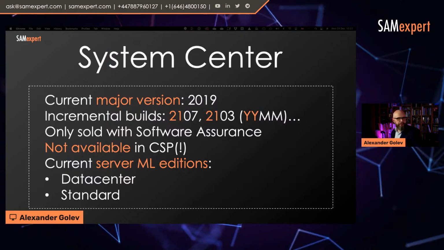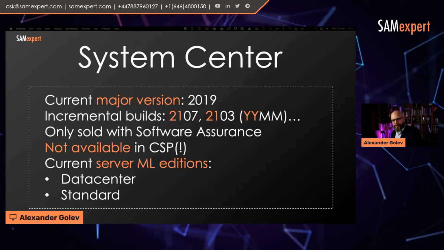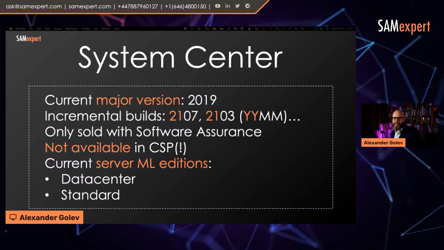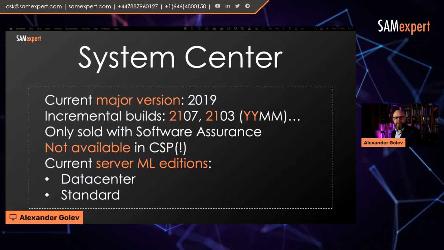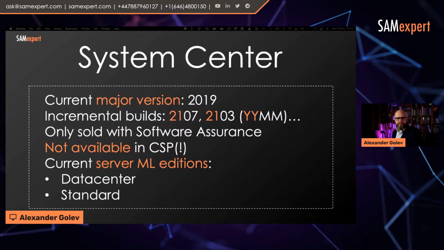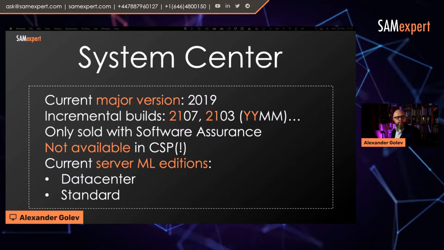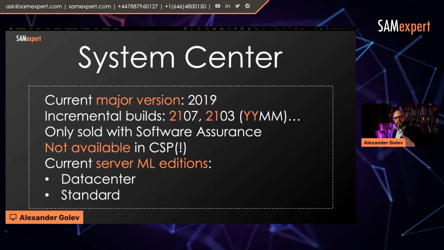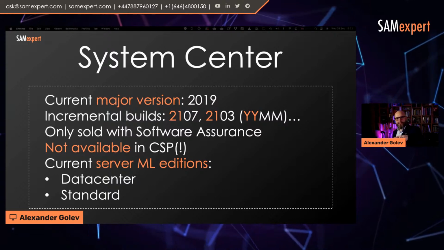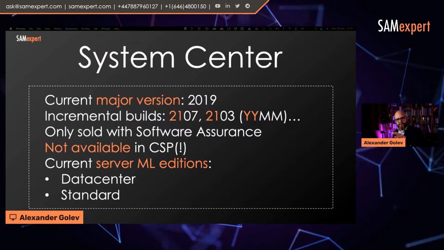Interestingly, it's not available in CSP. So if you need System Center, you have to buy it either through Enterprise Agreement or MPSA. I think also Open Value. I'm not sure, but I know that in Enterprise Agreement and in MPSA, you can buy System Center still. And by the way, watch out for MPSA, because Microsoft is cutting pieces off, taking stuff out of MPSA, basically just pinching stuff and removing it. So MPSA is becoming less and less attractive.